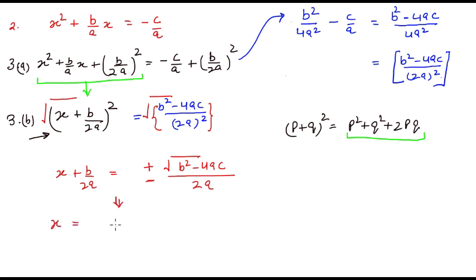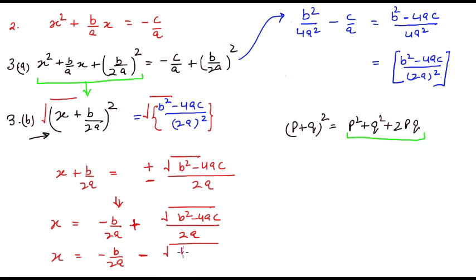One of them is x equals negative b over 2a plus the square root of b squared minus 4ac divided by 2a, right? And the second one would be x equals negative b over 2a minus, because there are two possible values of this entire expression. One of them is a positive value and the second one is a negative value. So this will be negative of the square root of b squared minus 4ac divided by 2a.